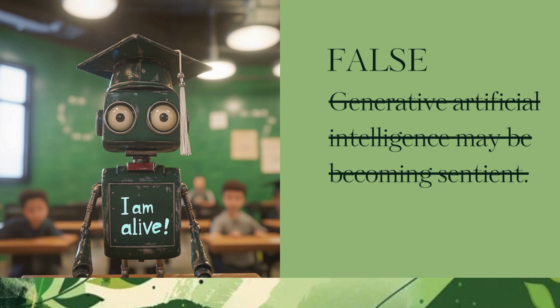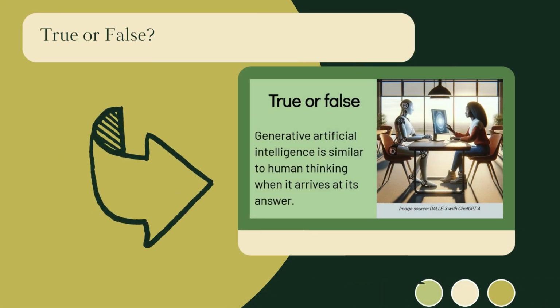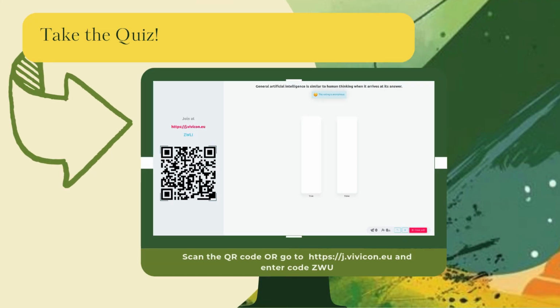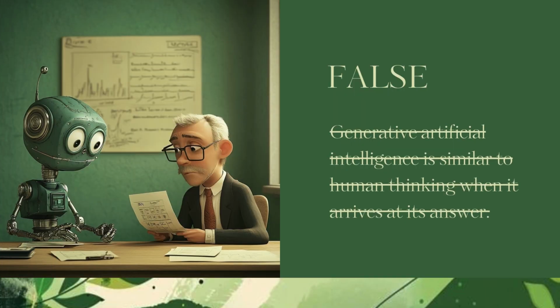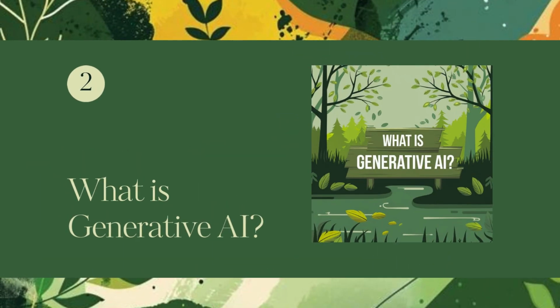Here's another one. Generative artificial intelligence is similar to human thinking when it arrives at its answer. Go ahead and take the quiz. You can scan that QR code or you can enter the link on your screen with that code. I'll give you a couple seconds to do that. True or false? That is also false. Let's explore why.